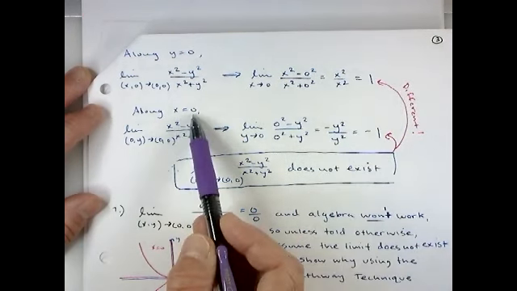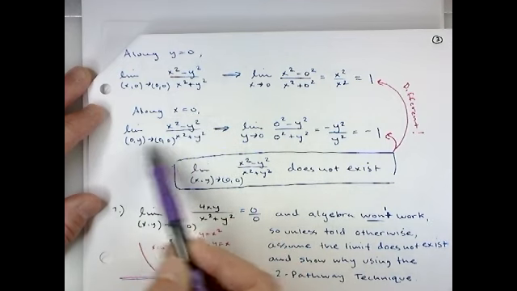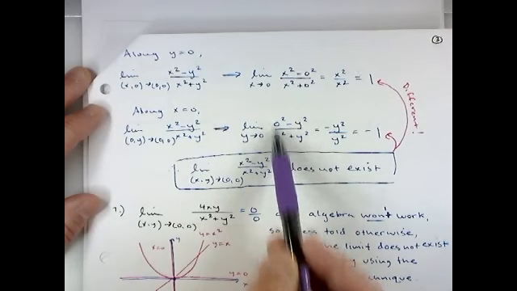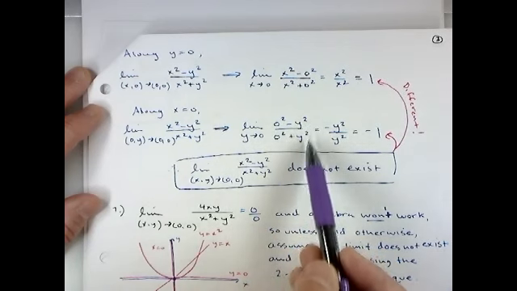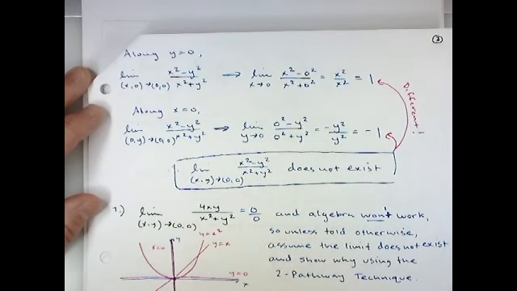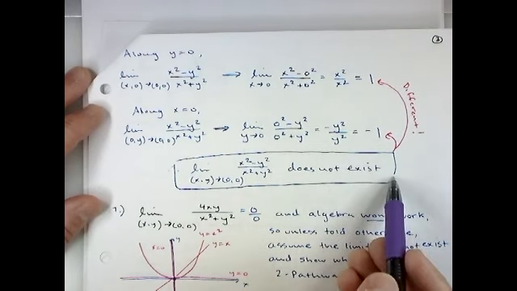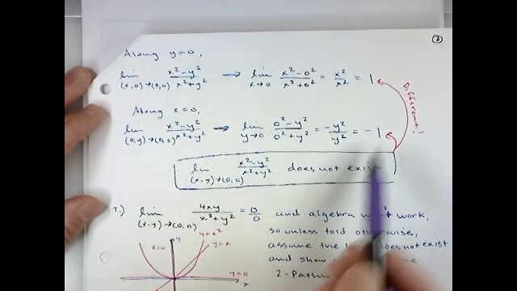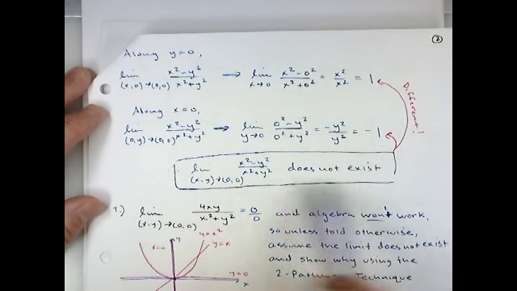If I approach along x equals 0, now x is 0 and y is approaching 0. Now the x terms are gone, and I'm left with negative y squared over positive y squared, which cancels out to give me negative 1. So then, because we've approached 0, 0 along 2 different pathways and got 2 different answers, this limit does not exist.